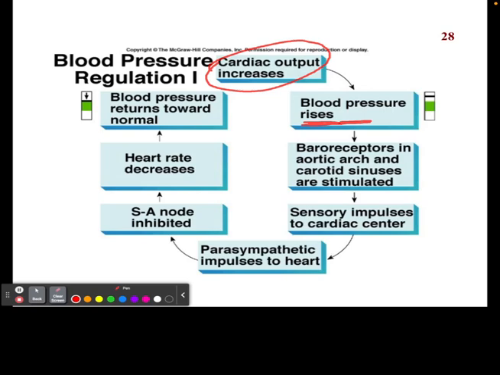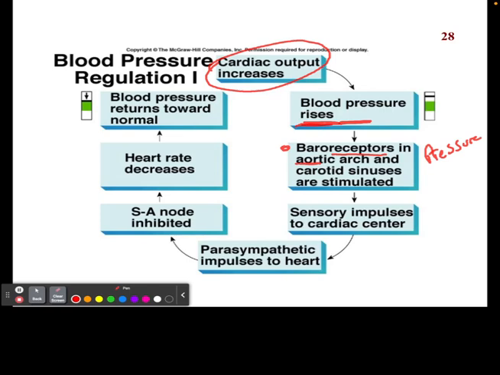right? When that happens, when the blood pressure increases, you have baroreceptors. These are receptors inside of your arteries, specifically in your aorta, that specifically register the pressure. So these are pressure receptors. And they notice, oh, the blood pressure is too high, right? So this is how you notice. This is the stimulus needed for your body to go, oh, we have too high of blood pressure. Let's do something about this.